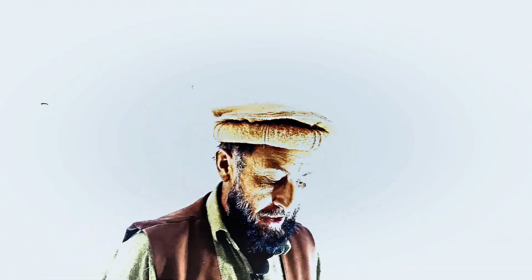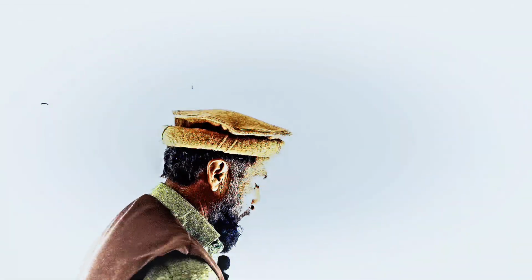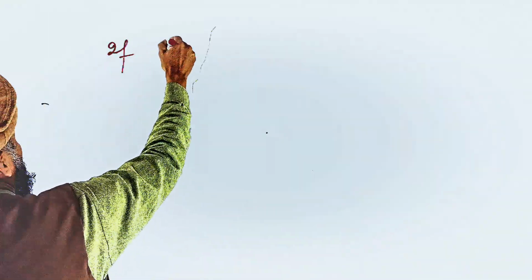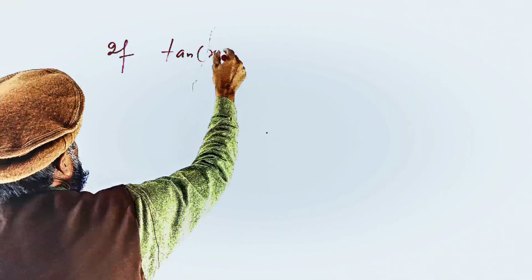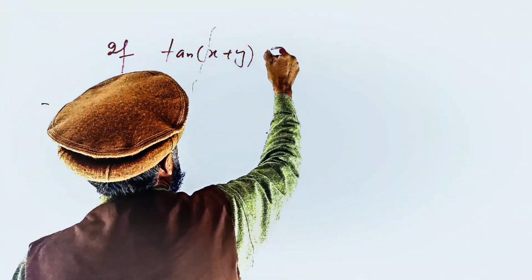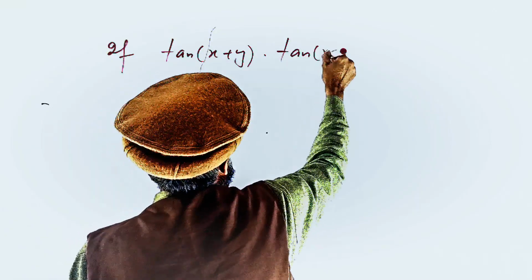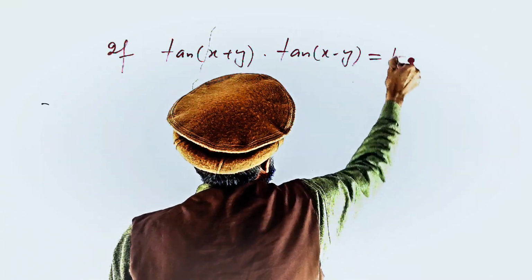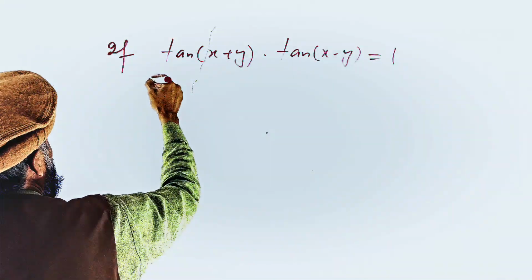We have a trigonometric identities question today. It is very interesting: we find the angle from this question. If the condition is given that tangent (x plus y) into tangent (x minus y) is equal to 1, how can we find it?